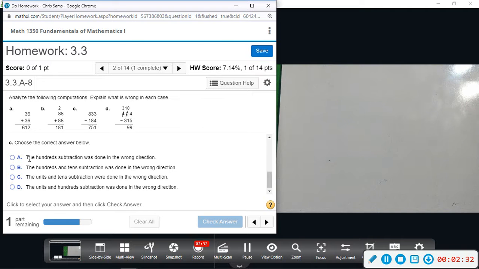Okay, so it says the hundred subtraction was done in the wrong direction. The hundreds and 10 subtraction was done in the wrong direction. The unit and 10 subtractions were done in the wrong direction. So yes, the unit and the 10 were done in the wrong direction, and then the hundreds was done in the right. So they just did 4 minus 3 to get 1, and 8 minus 5. So that's what they mean, wrong direction. So the unit, the ones, and the tens were done in the wrong direction.